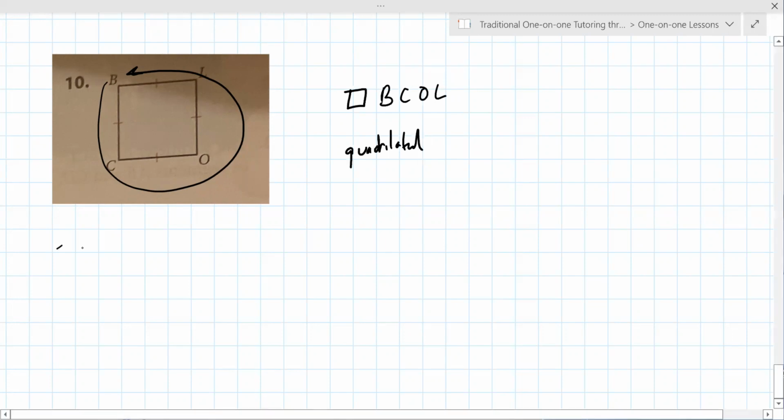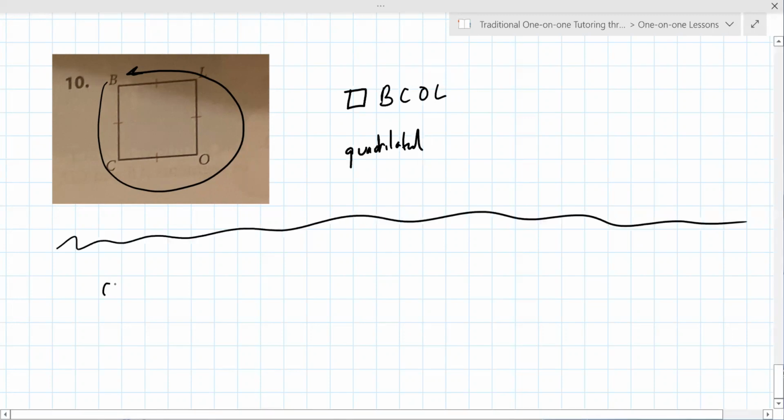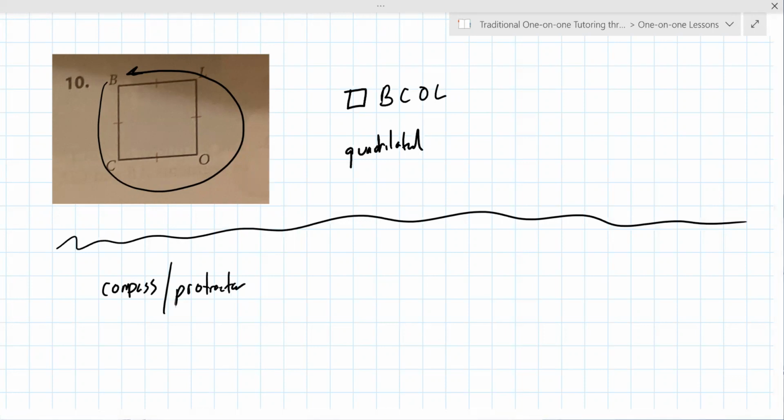Okay, now let me ask you some questions. Of course you probably haven't, but have you been using a compass and a protractor yet? No, but I've heard the name. Okay, I don't think you're there, but I'm looking at a question like this one.